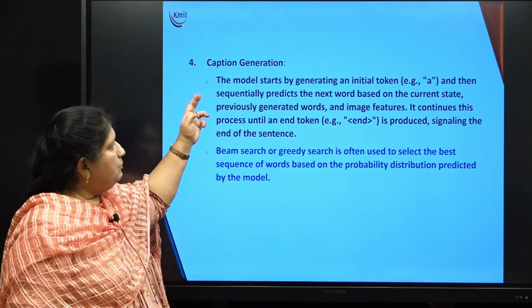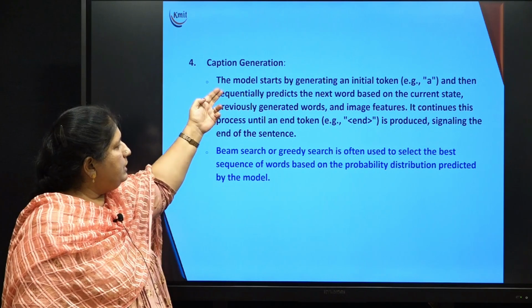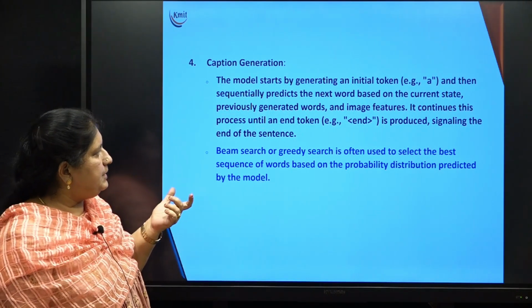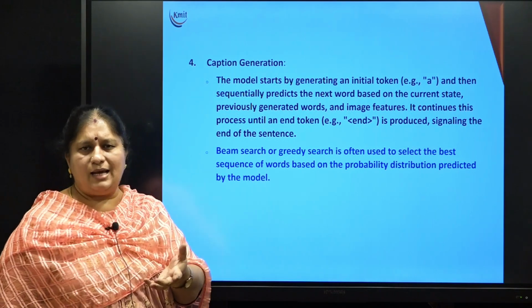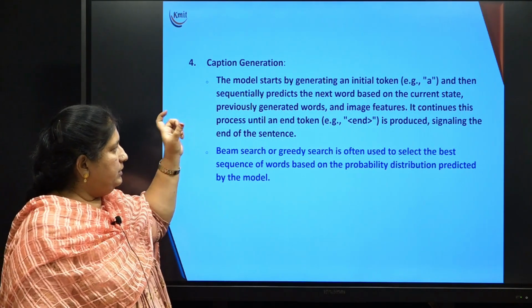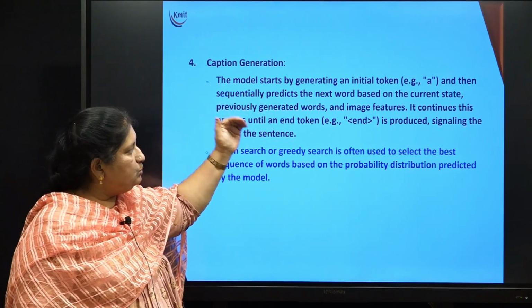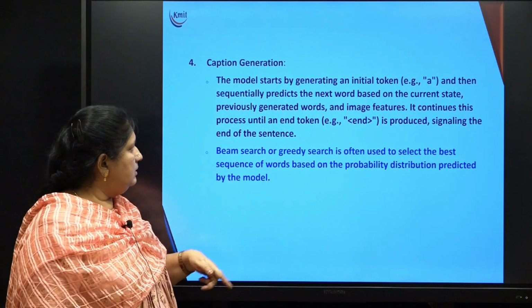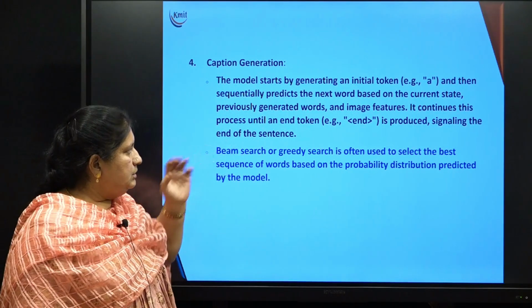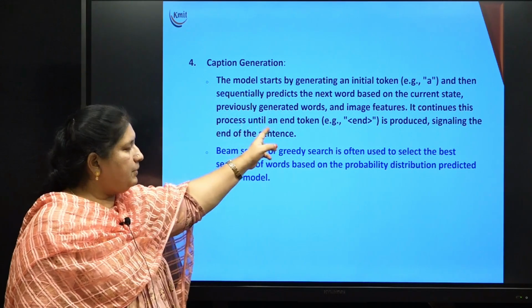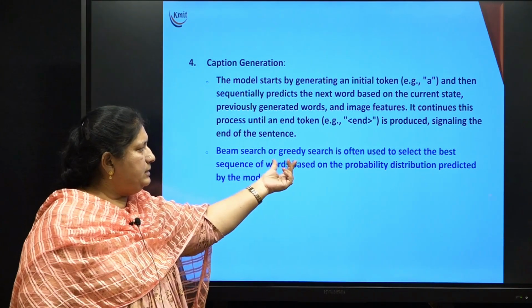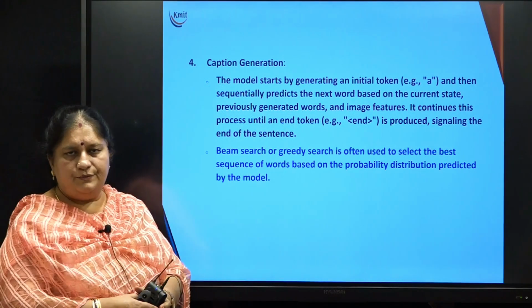Caption generation: once the model has understood the features, it generates the caption one token at a time. Say, for example, this is the caption I have to generate: a cat sat on the mat. The first token is a. Once it has generated a, it sequentially predicts the next word based on the current state, the previously generated words, and the image features. All these help to predict the next token. It continues the process until the end token is generated. Sometimes we might use beam search or greedy search in order to identify the best sequence of words.